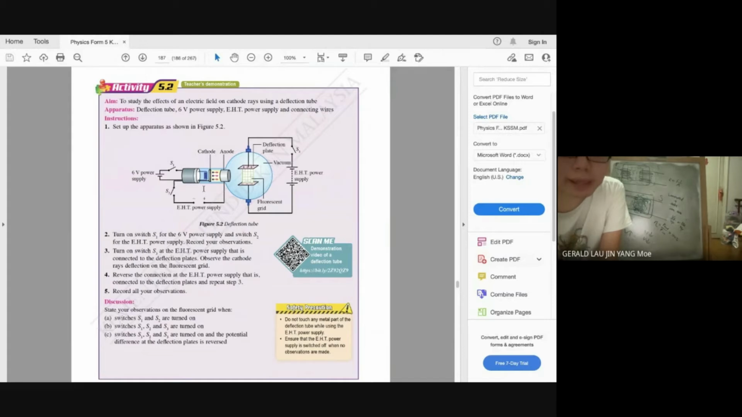Remember, the EHT power supply is to turn on this to complete this entire circuit. S1 over here is to heat the cathode. If I turn on the 6 volt S1, it only produces thermionic emission, but it will not necessarily connect to the anode. Can you understand? Because there's no current in the EHT power supply if I turn on S1 only. If I turn on S2, there is also no current because I only activate the cathode and anode, but there is no S1 to heat up the cathode.